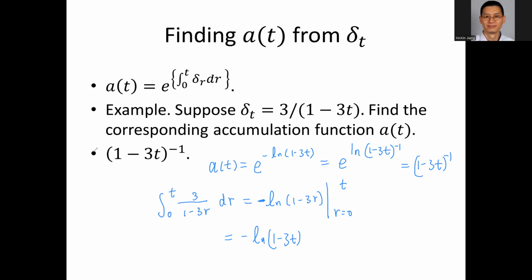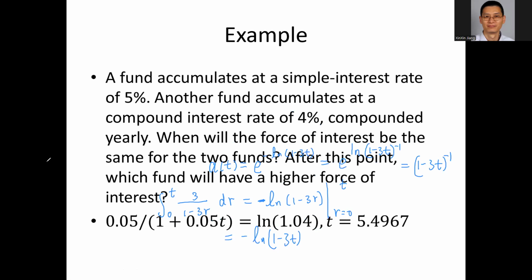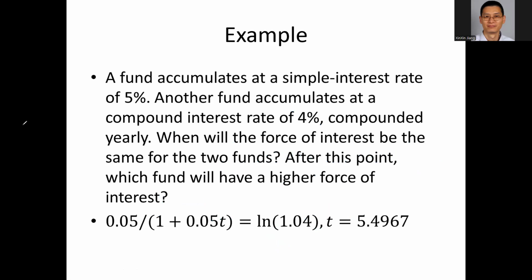All right. I think there's probably another example. A fund accumulates at a simple interest rate of 5%. Another fund accumulates at a compound interest rate of 4%, compounded yearly. When will the force of interest be the same for the two funds? After this point, which fund will have a higher force of interest?